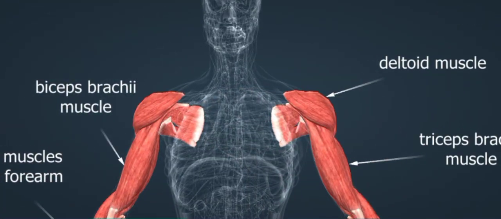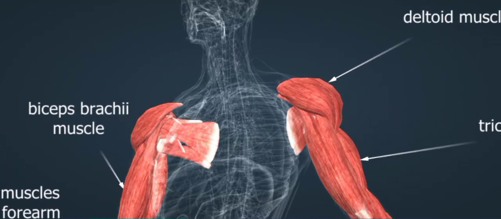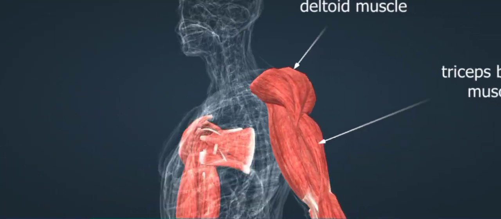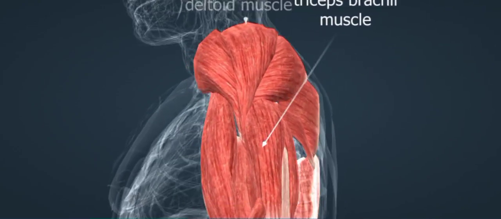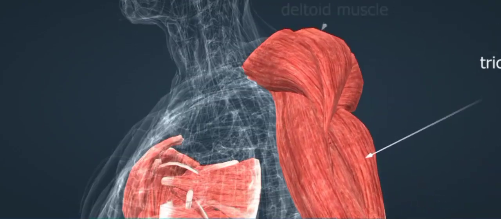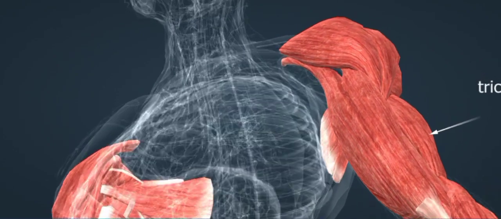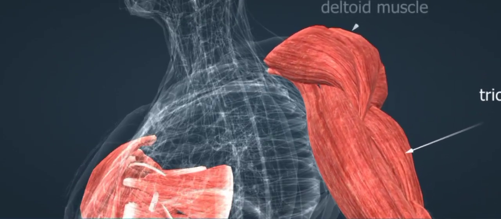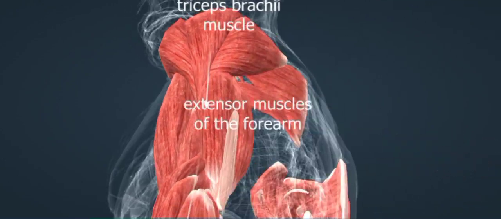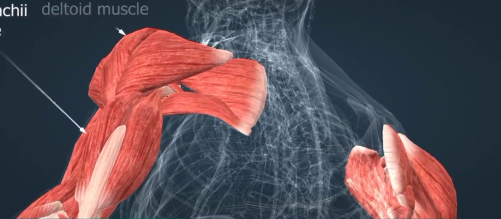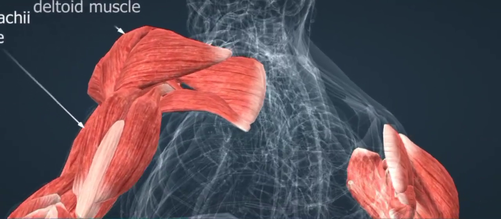The triceps brachii is a large muscle located on the back of the upper arm. Its primary function is to extend the elbow joint, meaning it straightens the arm. The triceps muscle consists of 3 heads, hence the name triceps. 1. Long head. This part originates from the scapula, shoulder blade, and contributes to shoulder extension as well as elbow extension.